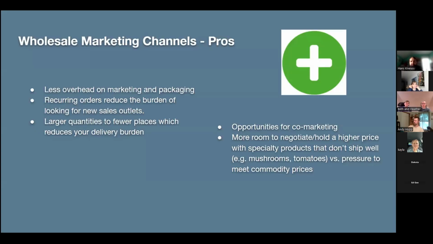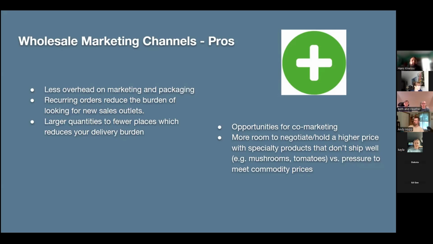So what are some of the pros of wholesale marketing? You have a little less overhead on marketing costs and packaging and things like labor that you would have maybe at a farmer's market where you have to dedicate your time. You have a better chance of recurring orders, and that reduces your burden of looking for new sales outlets. You can get larger quantities.